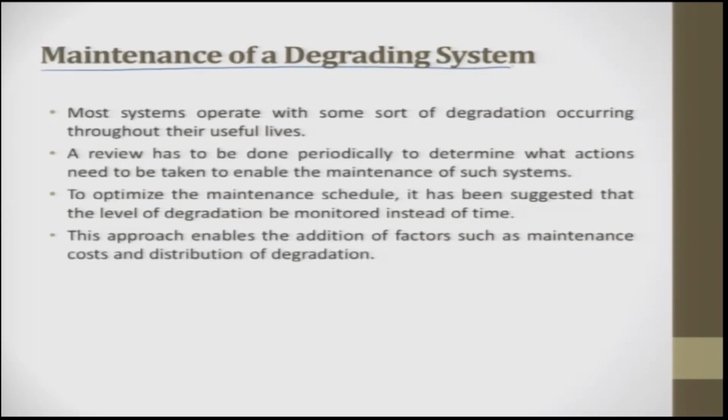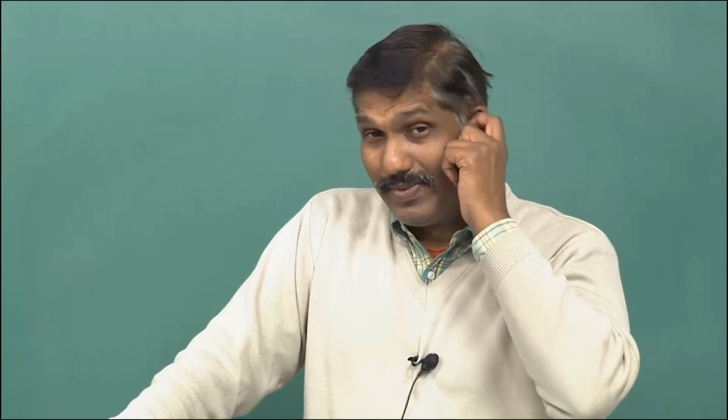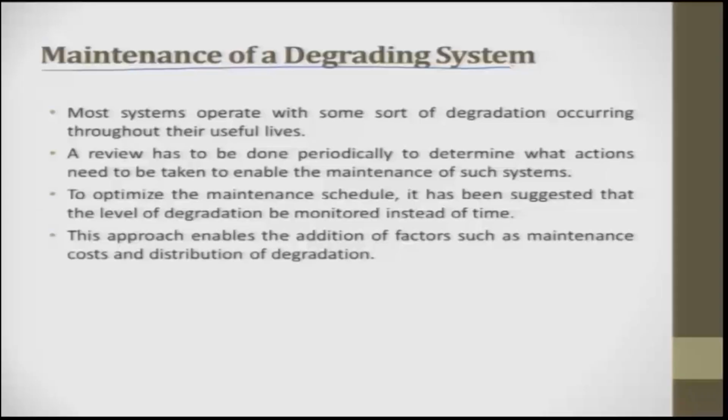So, maintenance of a degrading system. The human body is also a degrading system. For example, when you are born, you have been given the best flexibility, but over a period of time this flexibility is lost and you become more and more rigid. Even your spinal cord, the sitting posture, the fitness we have, it is all the degrading of a system. So most systems operate with some sort of degradation occurring throughout their useful life.